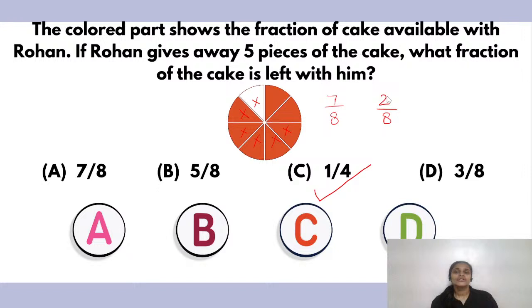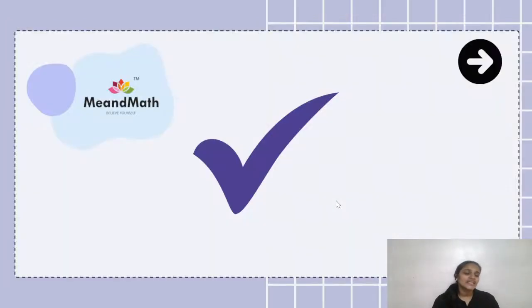So after further reducing it, I get 1 upon 4 as my fraction. So the answer is 1 upon 4. Yes, the answer is C. Do you all get it? Yes, exactly. So here the answer was C, and amazing job done by the children.